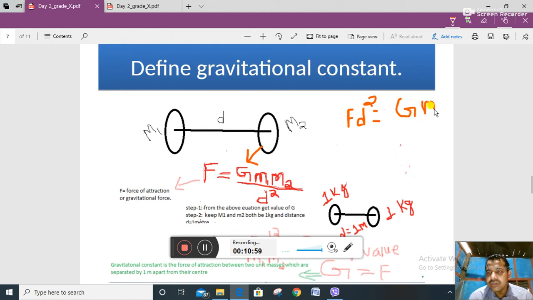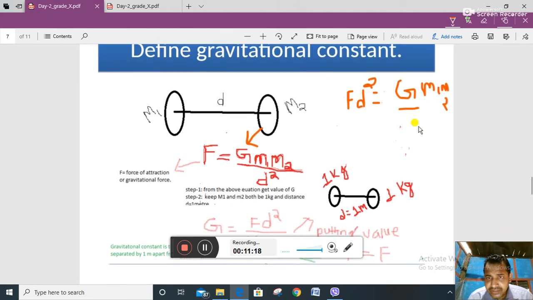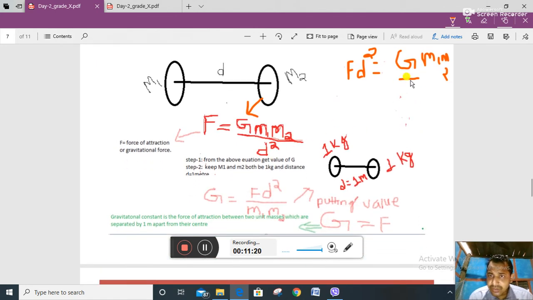Now what is the value of G? You should be familiar with every term. F is the force of attraction or gravitational force, d is the distance between the centers, m1 and m2 are two masses, and G is the gravitational constant which we have to define. So from here, G equals F d square by m1 m2.